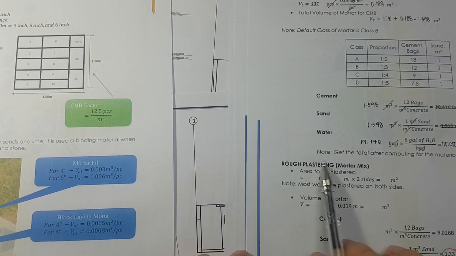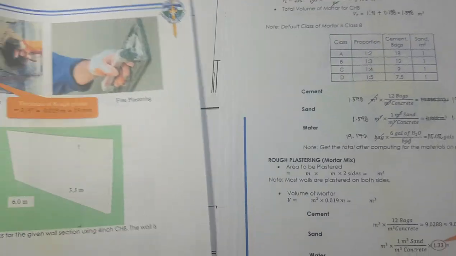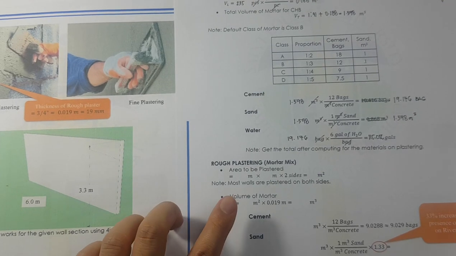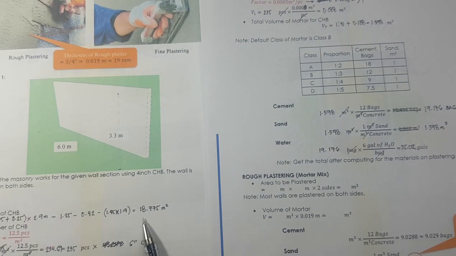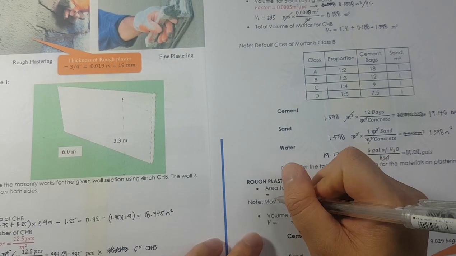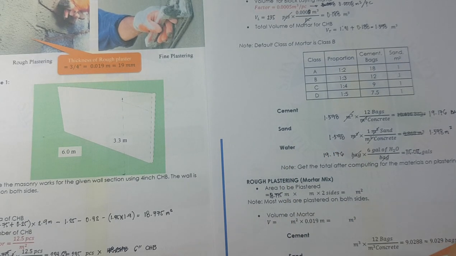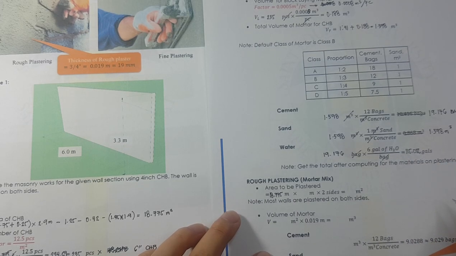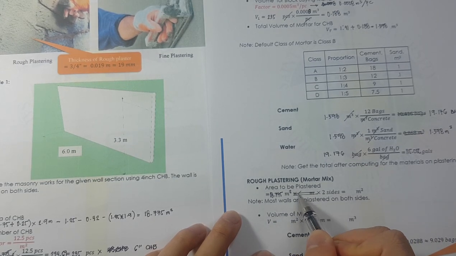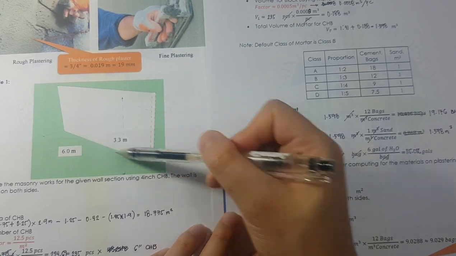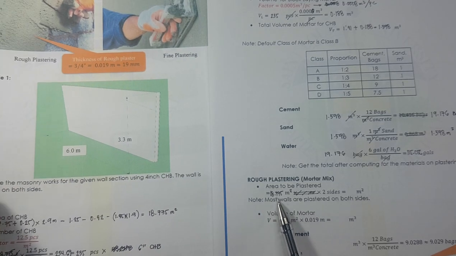Going back to our plastering, take note, we are now at our rough plaster. Okay? So, for the rough plaster, what area did we get? The area we got is equivalent to 18.775 square meters. Okay? This solution is just 6 by 3.3, and what we got is 18.775 square meters.